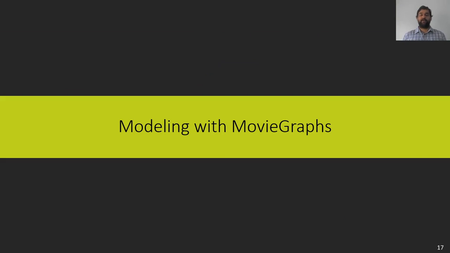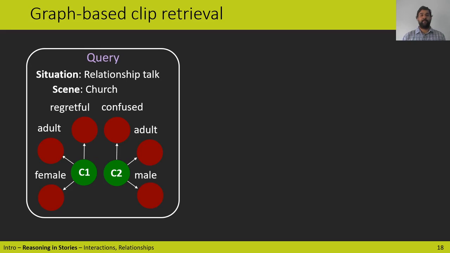I'll briefly talk about a few tasks that we have worked on using these movie graphs. One of the core ideas was to use graph-based clip retrieval. So imagine that you want to search for a specific video clip, and you're looking, for example, in this case, for two people who are talking about their relationship at a church.